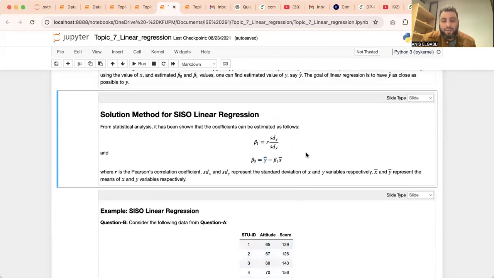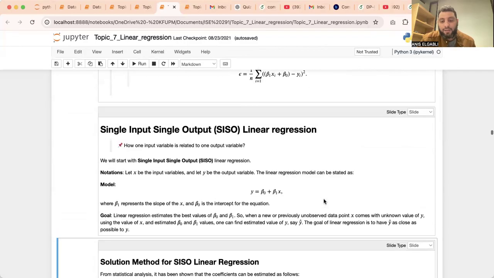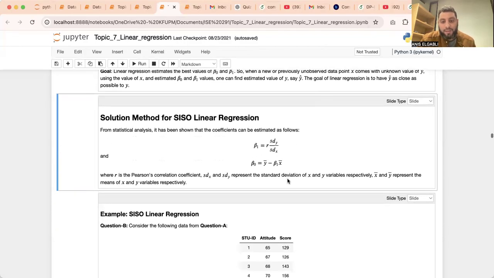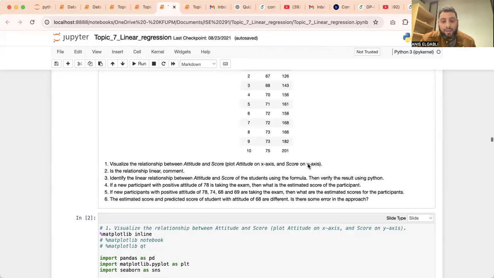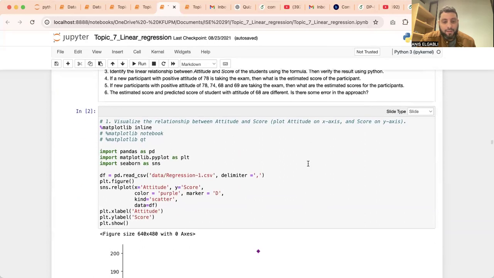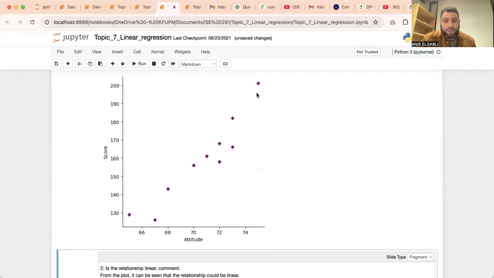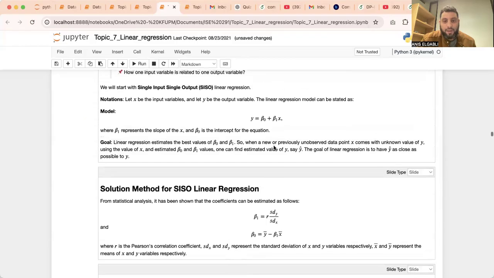As I said, if you take the partial derivatives with respect to beta 0 and beta 1 and equate them to zero, you have two equations with two variables, and with some simplifications you end up with this. So that is the closed form solution. Okay, back to the example. Sorry, so this was the general explanation.